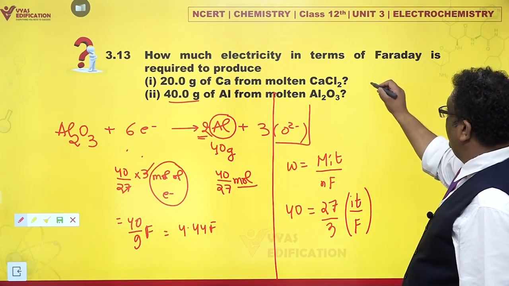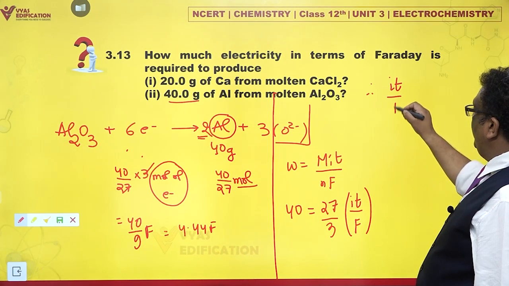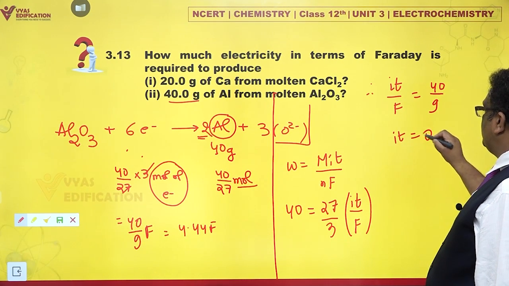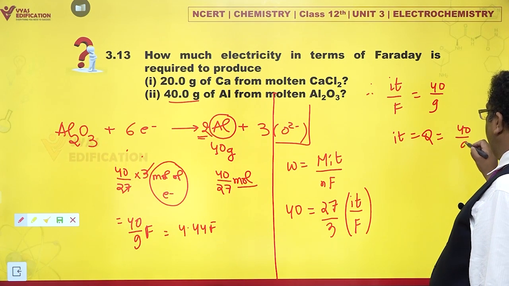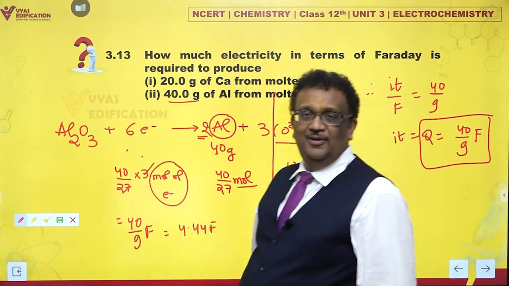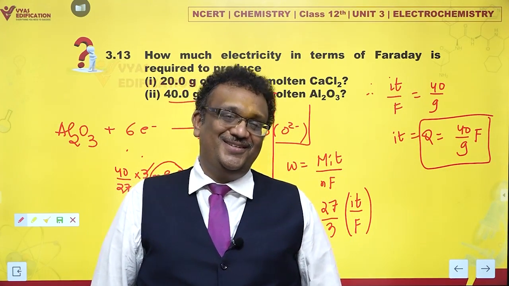So It by F is so much. And how much is that? Therefore, It by F is 40 by 9, or It, which is charge, is 40 by 9 Faraday, which we got there also. Whichever way you love it, do it.